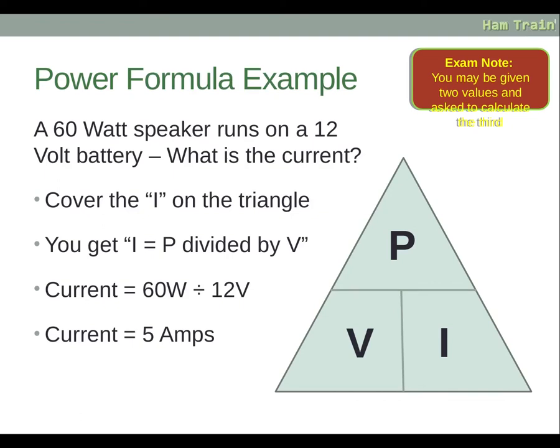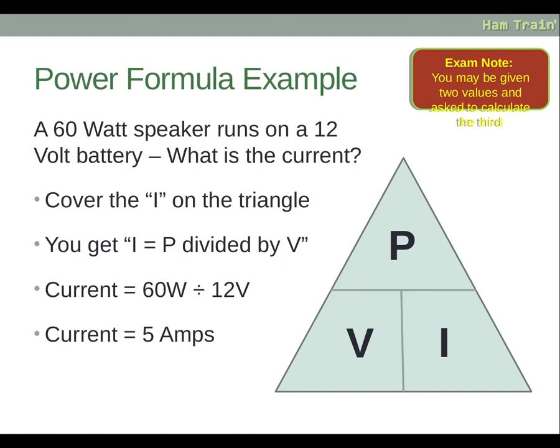We're going to do an example here, a calculation using the triangle. A 60 watt speaker runs on a 12 volt battery. What is the current? So we cover the I, as we previously described on the triangle, and that leaves us with P over V, P divided by V.